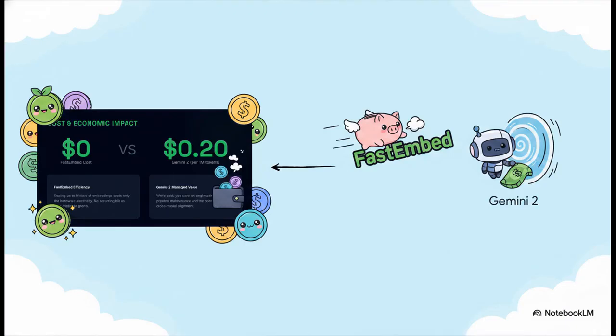This brings us to a really compelling financial argument. Gemini's pricing sits at around 20 cents per million tokens. Now I know, that sounds incredibly cheap at first glance, but if you're processing massive enterprise databases, that indexing and reprocessing can easily snowball into hundreds of dollars on a recurring basis. Fast Embed, on the other hand, costs absolutely nothing after you set it up. Scaling up to billions of embeddings literally just costs whatever you pay for the electricity to run your machine.